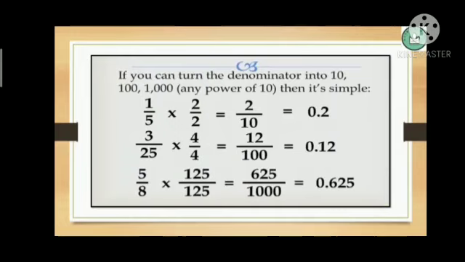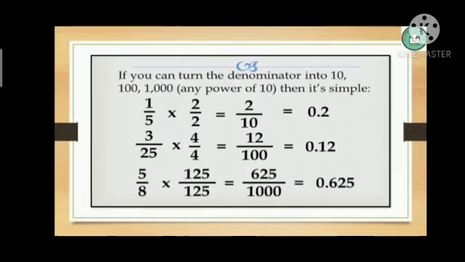Okay class, if you can turn the denominator into any power of 10, that is 10, 100 or 1000, then it is simple. For example, 1 upon 5: we multiply the numerator and denominator of the fraction 1 upon 5 by the number 2, and we easily convert 1 upon 5 in terms of a power of 10, that is 2 upon 10. This is a simple fraction, and we can easily convert 2 upon 10 into a decimal, that is 0.2, because the place of 2 is the tenths position.